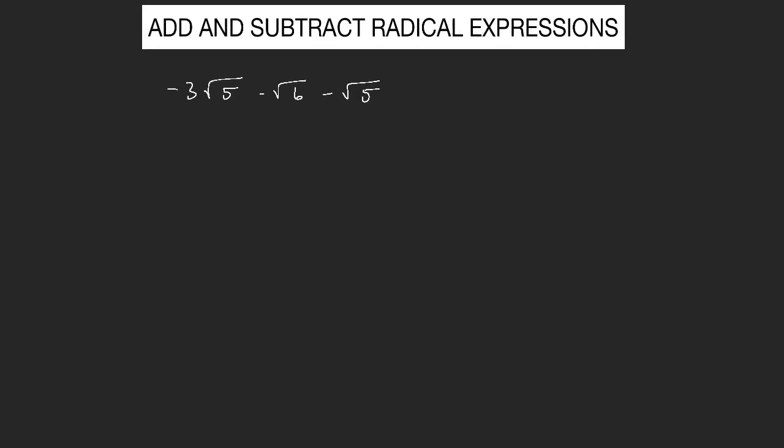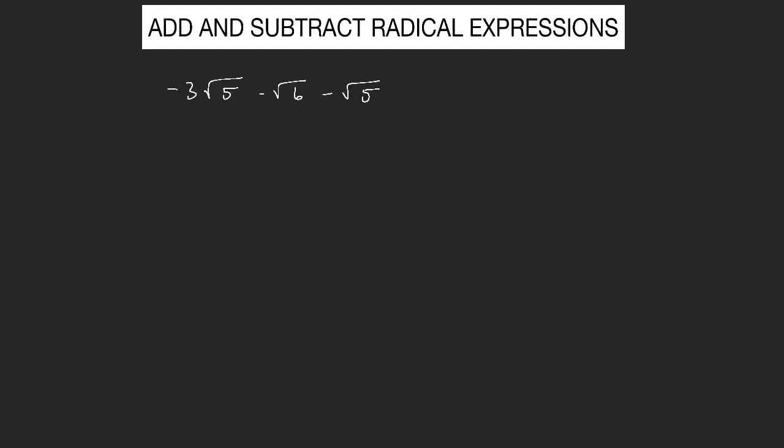Okay, negative 3 root 5 minus root 6 minus root 5. It doesn't look like we could break anything apart underneath these signs. Looks like they're already factored out. I could change the 6 into a 2 times 3, but I won't be able to pull anything out. So we're going to go ahead and combine this term and the last term.